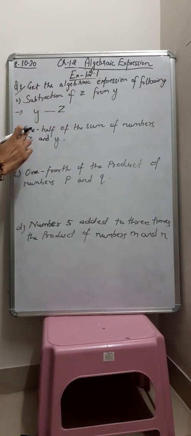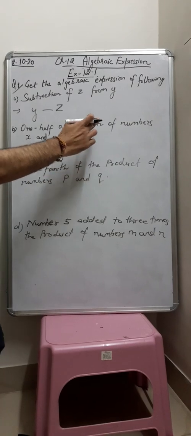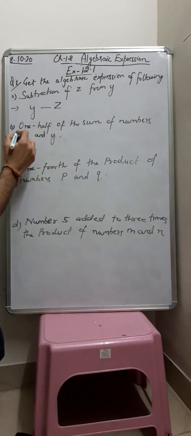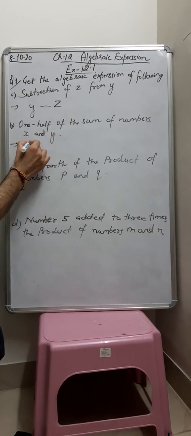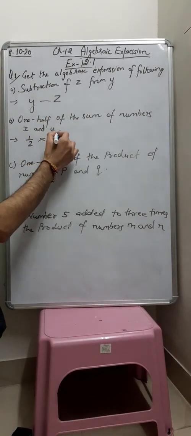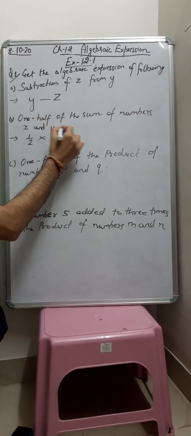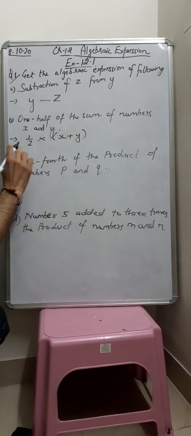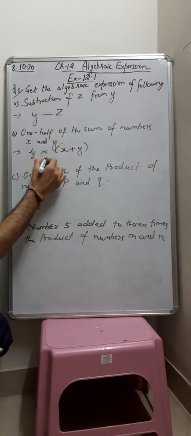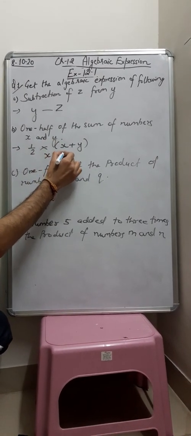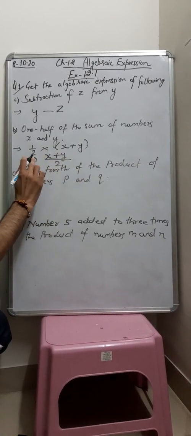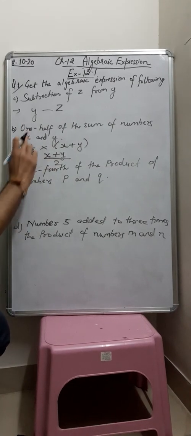Second is 1/2 of the sum of numbers x and y. 1/2 of the sum means the expression will be 1/2 of the sum of numbers x and y. So x and y you can keep in a bracket. So the final expression will be this one multiplied by 1/2. So this will be x plus y upon 2. So this is your expression, x plus y upon 2.